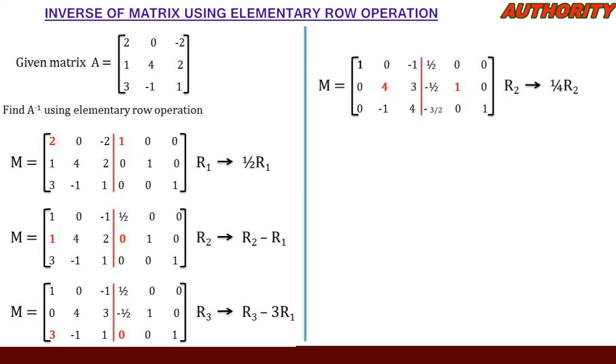So the first element in row 2 is what? 0. So 0 multiplied by 1 all over 4 is 0. So we write it that way. And then we have the next element, which is 4. So 4 multiplied by 1 all over 4 is equal to 4 all over 4, which is equal to 1. Alright, the next element is 3. So 3 multiplied by 1 all over 4 gives you 3 all over 4.